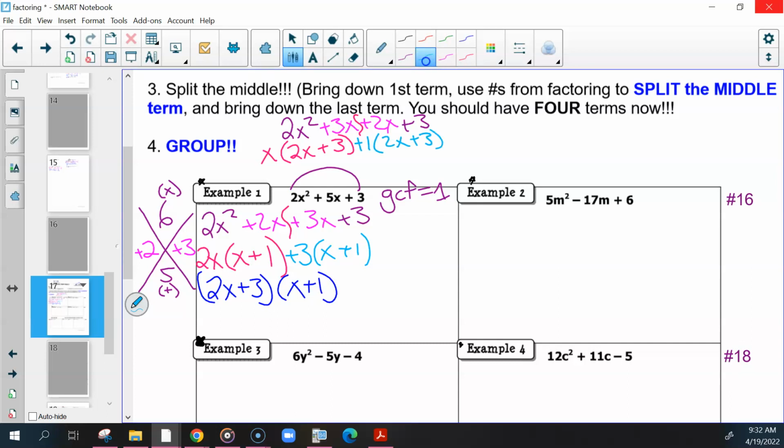So even though when we write our factors they are switched, we would get the same things. So it doesn't matter the order you write it.